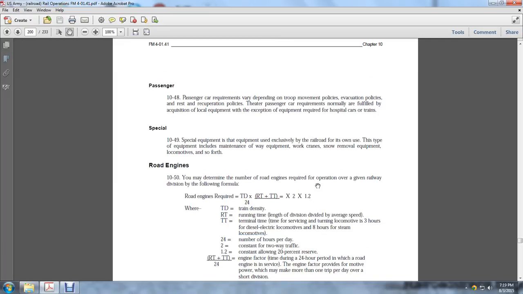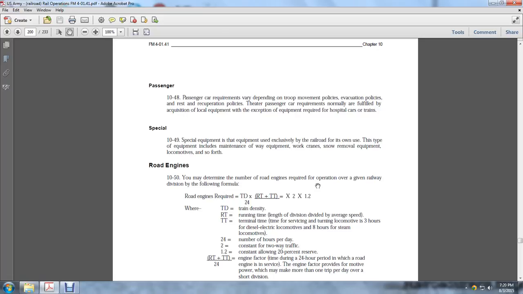1050. Road engines. You may determine the number of road engines required for operation over a given railway division with the following formula: TD, or total train density, times 24 hours per day, times the running time, which is the length of the division divided by the average speed, plus the terminal time for servicing the locomotives, 3 hours for diesel-electric locomotives and 8 hours for steam locomotives, times 2 for the consistent two-way traffic, times 1.2, allowing a 20% reserve.